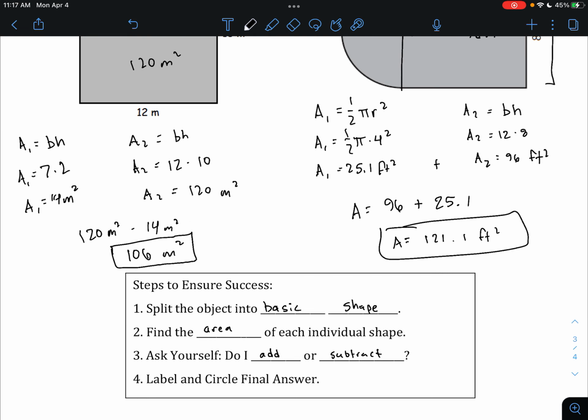Once you have your answer, label it, box it, make sure I know it is the final answer. Because otherwise you've got a lot of A's floating around. You've got a lot of A equals this, A equals that. Box the final answer so I know this is your actual final answer. Done, finished, end of story. Okay? Make sure you show your work. Get that partial credit. Add and subtract. Should be good to go.